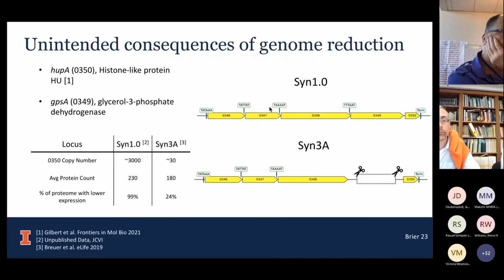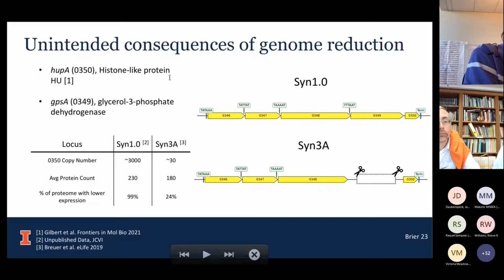Kind of switching gears a little bit, another thing that you can gather from comparing the computational predictions with the Oxford Nanopore is looking at unintended consequences of the genome reduction. So John mentioned this at the very beginning when he spoke. So there's a protein HupA that is a histone-like protein that's been implicated in persistent supercoiling. And so it was identified that syn1 doesn't have persistent supercoiling, based on work that Ben had talked about or touched on.